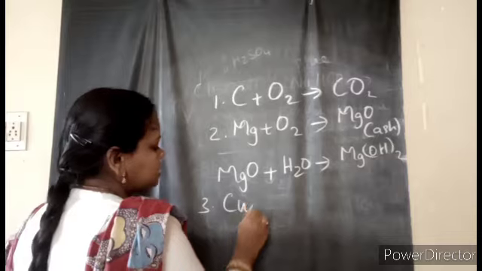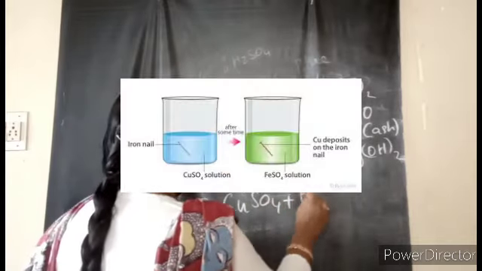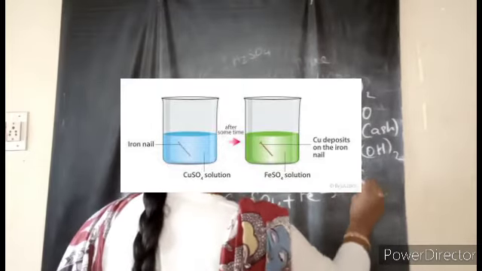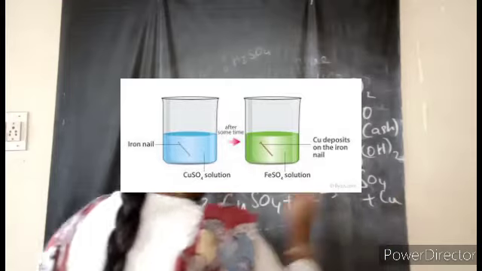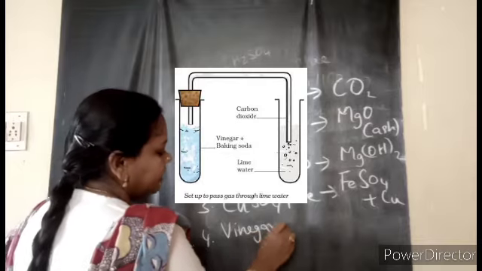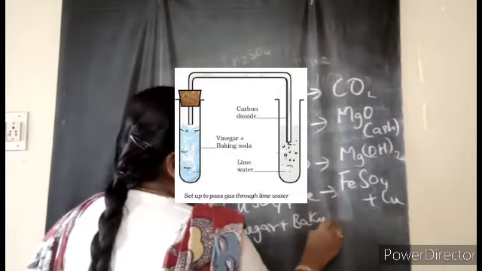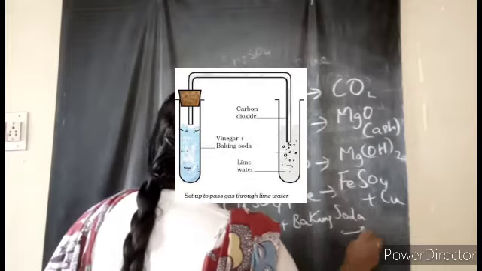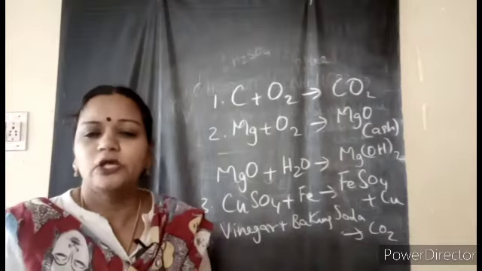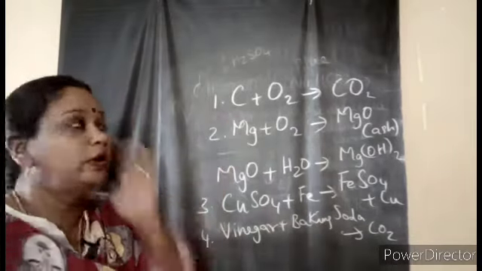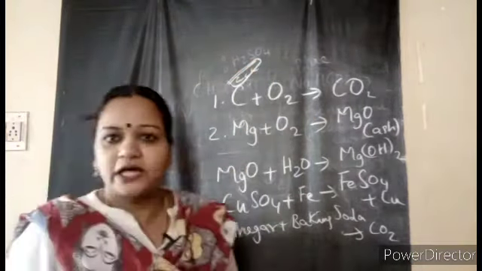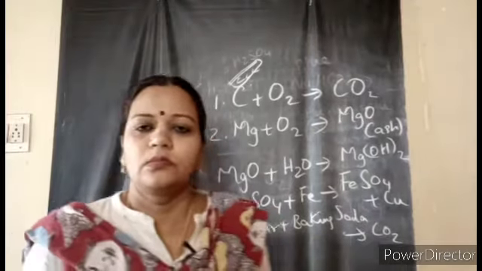Then today we did CuSO4 plus Fe, and we saw that FeSO4 plus Cu, that is copper, was formed. One more we did, vinegar plus baking soda, and we saw that CO2 is evolved. Now all these are examples of chemical reactions. In the wood experiment, when the solid was burned, ash was produced.